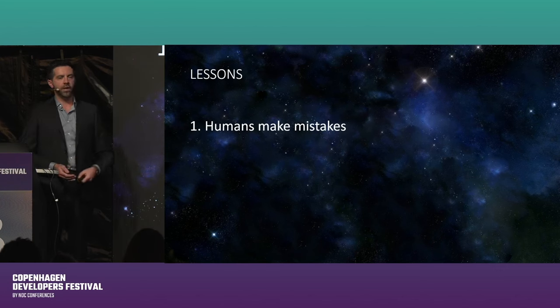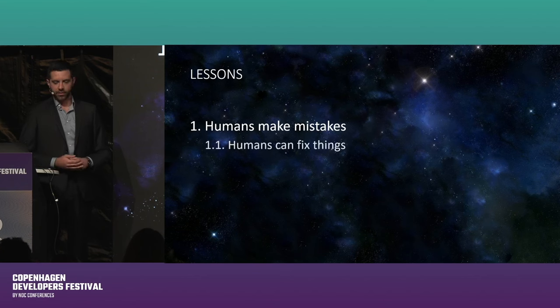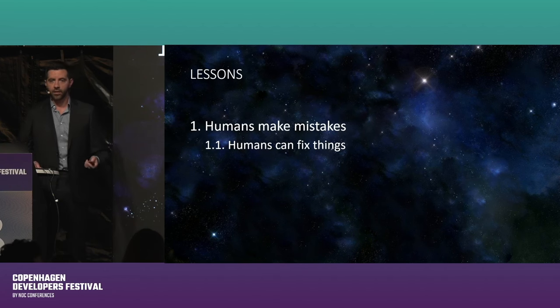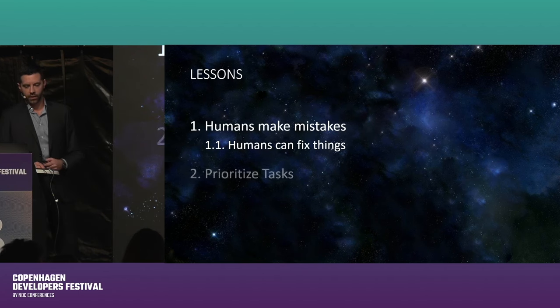It doesn't matter how you train them, what equipment you give them, how important they are to the mission, they will screw something up along the way eventually. But humans can also fix things. So if they make a mistake, or if your equipment breaks, or your computer fails, your software has a bug you didn't find, they can often deal with that.